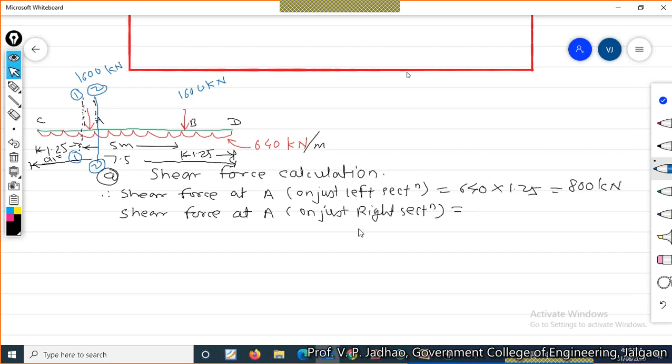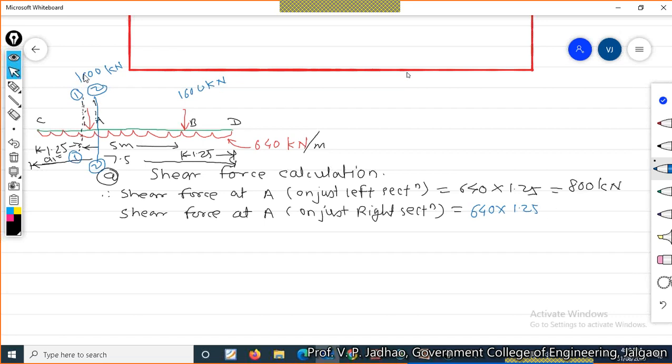Okay, the load is 1600 kilonewton. Now this 640 kilonewton per meter is going in upward direction. Therefore that will be positive. Therefore 640 multiplied by 1.25.